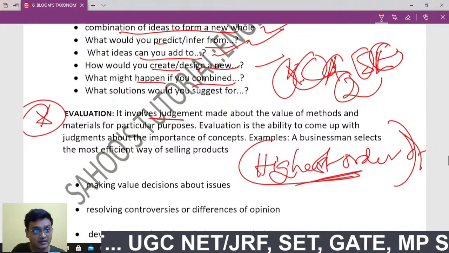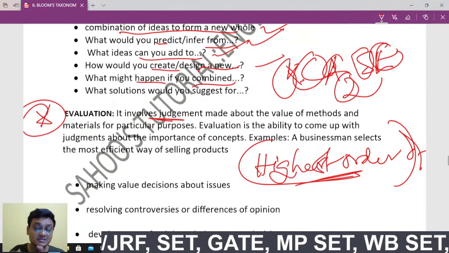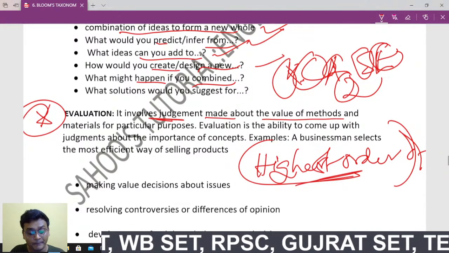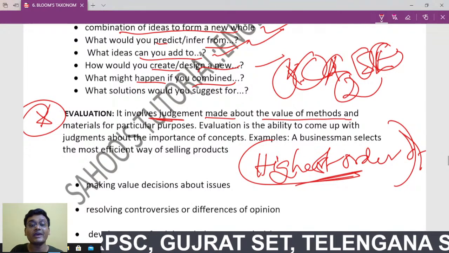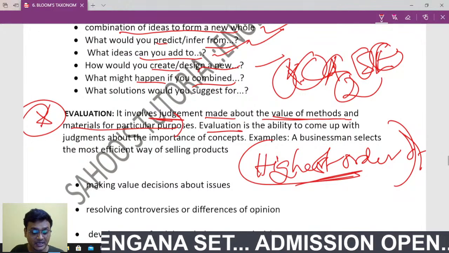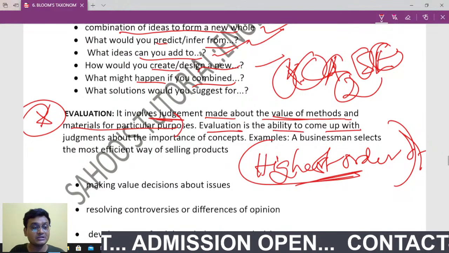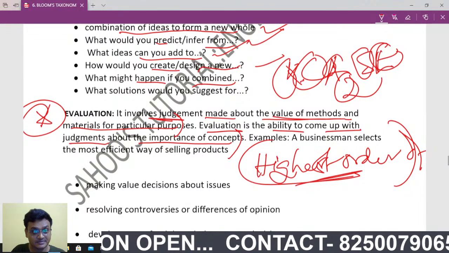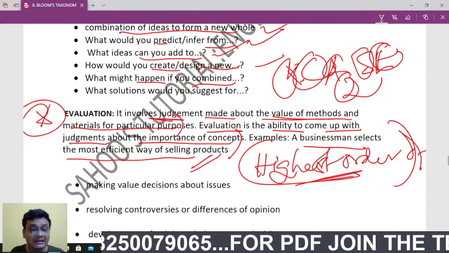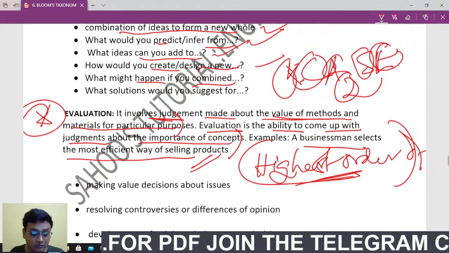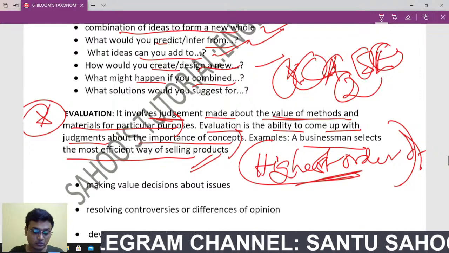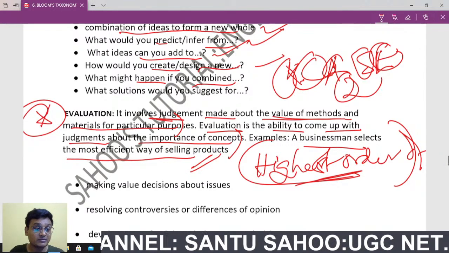It involves judgment. What is evaluation? It falls under the ability of judgment. It involves judgment made about the value of methods and materials for practice purposes. Evaluation is an ability to come up with judgments about the importance of concepts, like a businessman selects the most efficient way of selling products. It involves judgment made about the value of methods and materials for a particular purpose. Evaluation is the ability to come up with judgments.